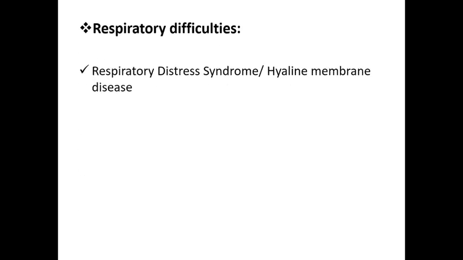Next we'll see respiratory difficulties. There are some respiratory conditions that can occur in a preterm baby. One condition is respiratory distress syndrome. Respiratory distress syndrome is also known as hyaline membrane disease. Another complication is meconium aspiration syndrome.